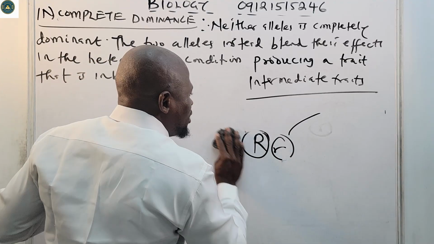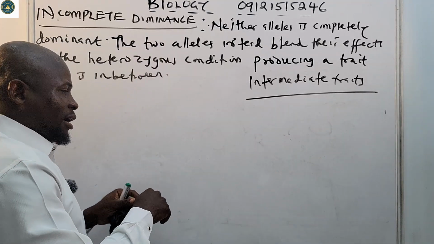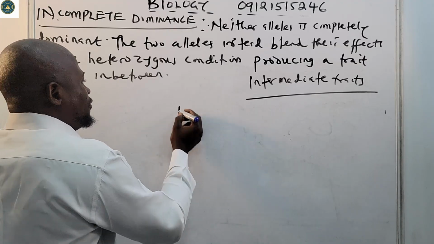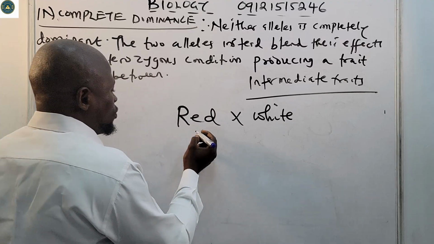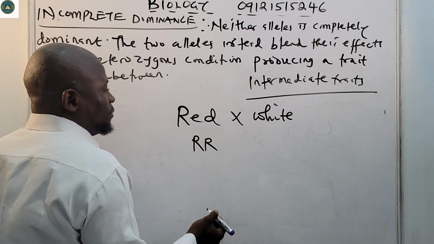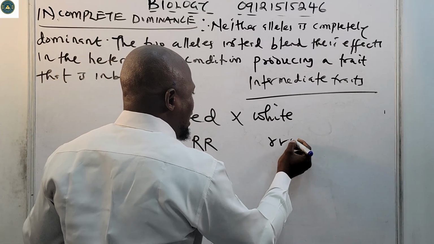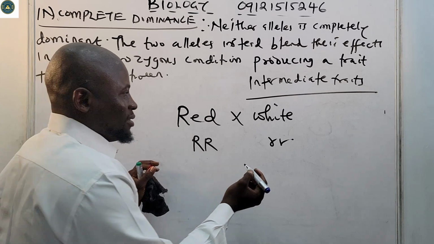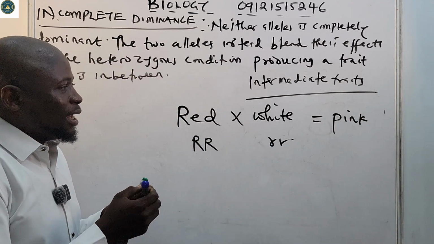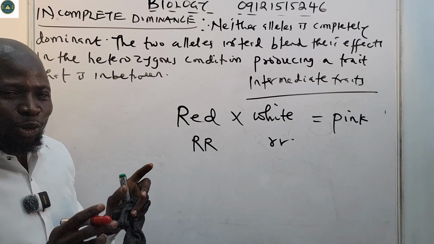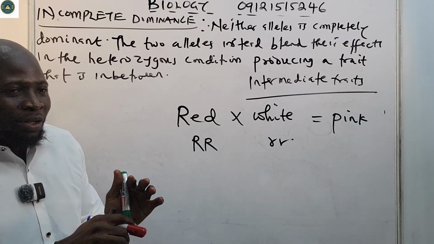For example, those of you that know about colors very well, if you mix red and white together, let's say we have red, which is RR, and white, which is WW. If you mix them together, what do you get? You get pink. Do you know that when you mix red and white together, you get pink? Yes, so that is what incomplete dominance is.